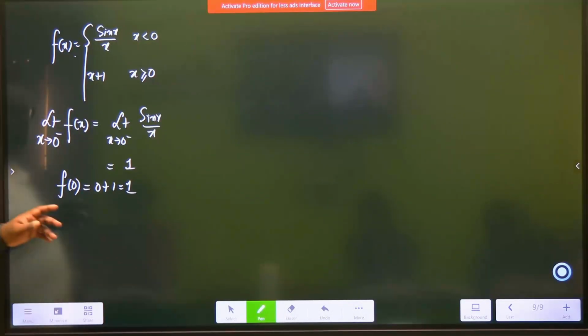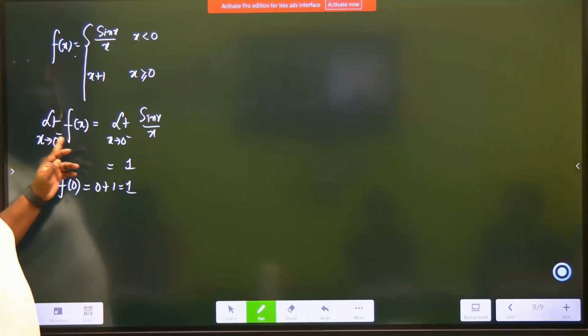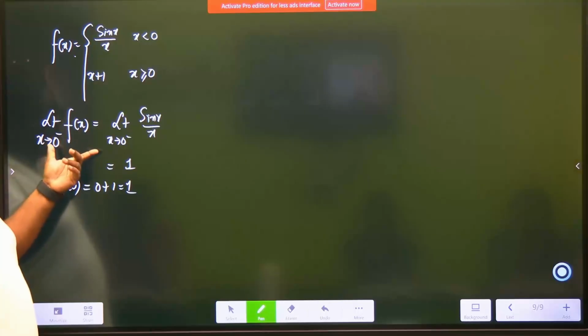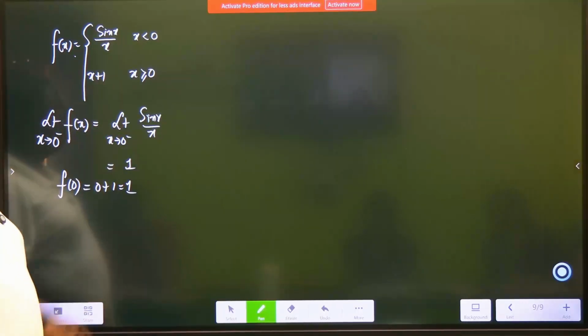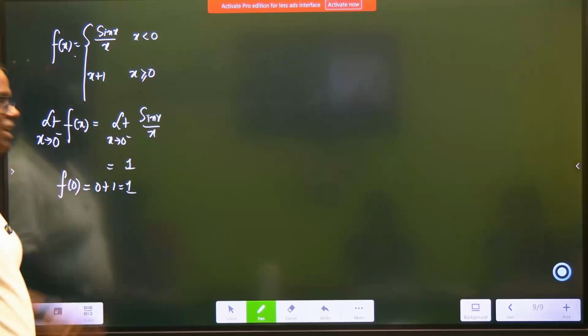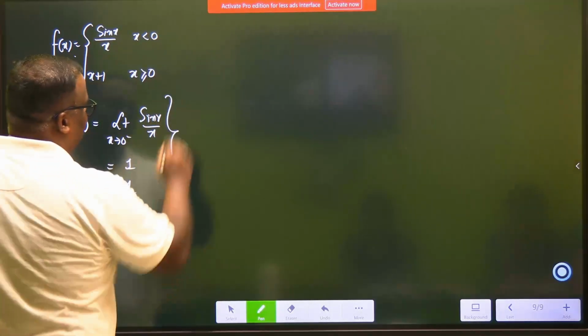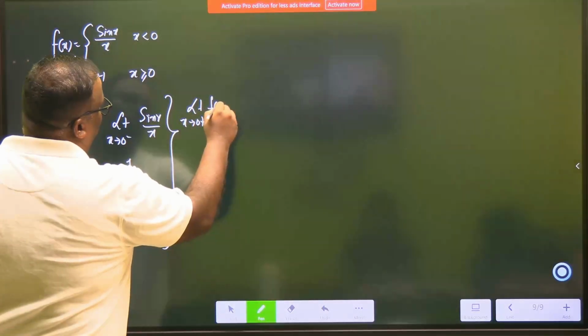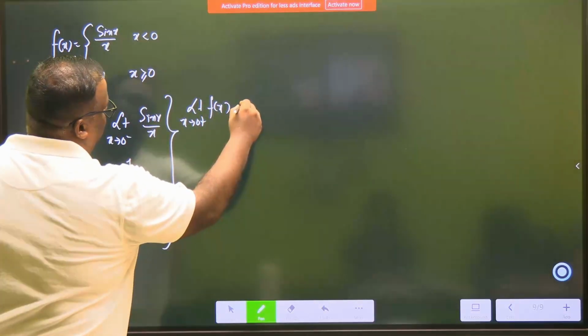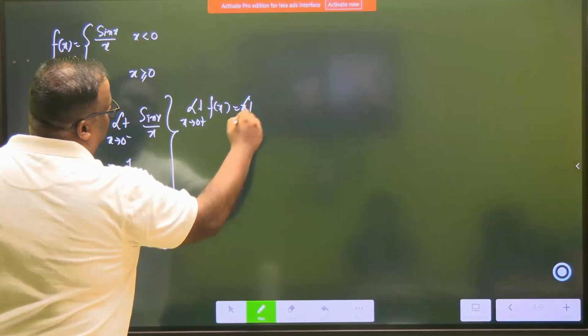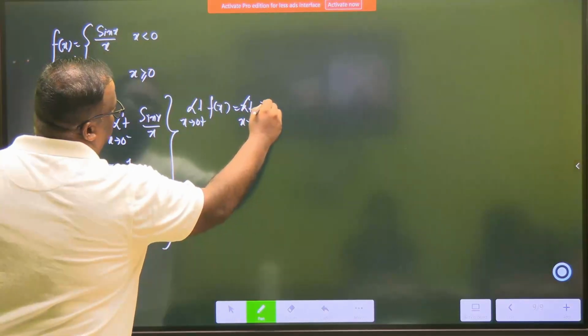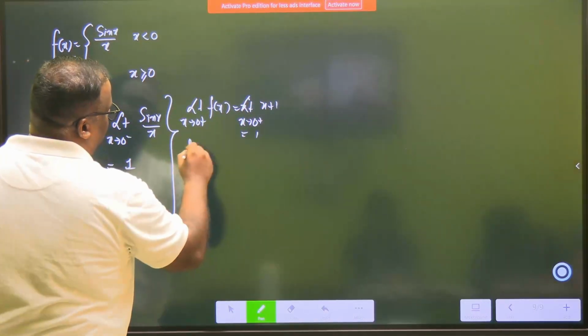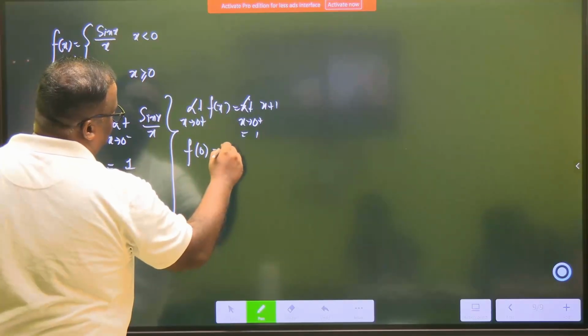Don't get confused. You will say, sir, he did not take the right hand limit. I have taken it. This left hand limit itself is one limit on this range. Or if you want to do it by c, you can do it by c. I'm just trying to do it fast. Limit x tends to 0 plus f of x. Which function will you take? For 0 plus, you will take limit x tends to 0 plus of x plus 1. The value is 1. Then again, f of 0 is 1.